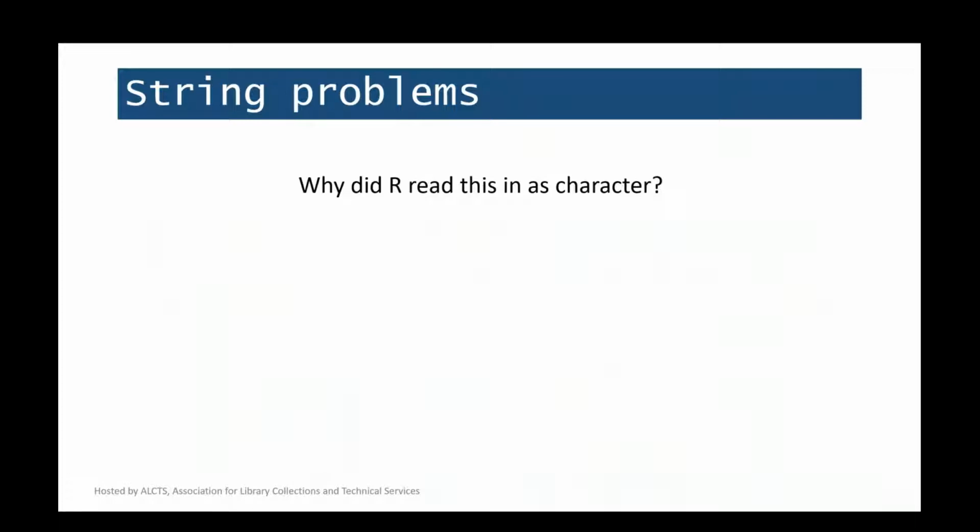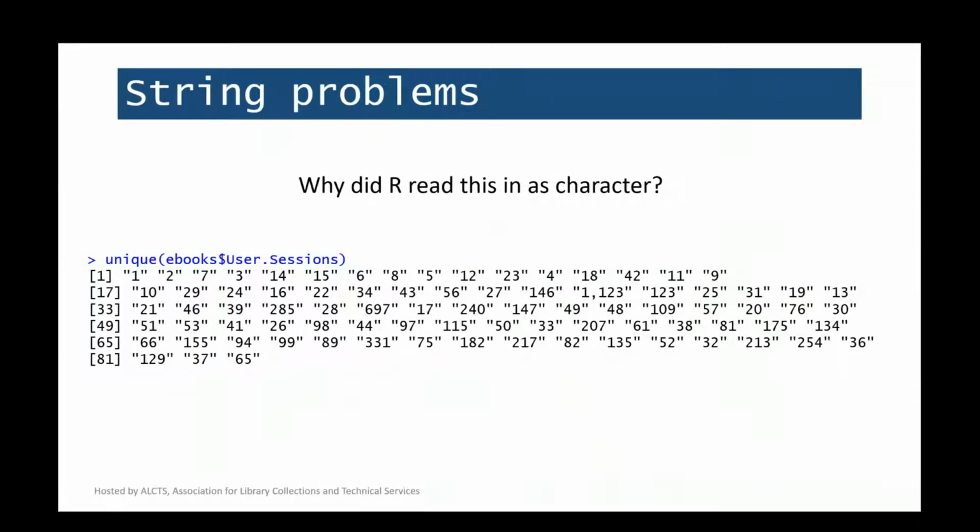All right. Why did R read this in as a character? Well, this goes back to the way that R reads in data with read.csv. It goes through each value in a vector. So it scanned through each one of these user sessions and it evaluated it. Is it a number? Is it a logical, true, false? Is it a character? If all of them are numbers, then the class of that vector is going to be numeric or integer. Well, so I call unique here.